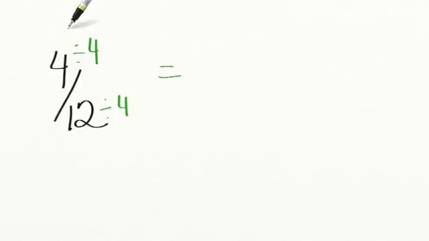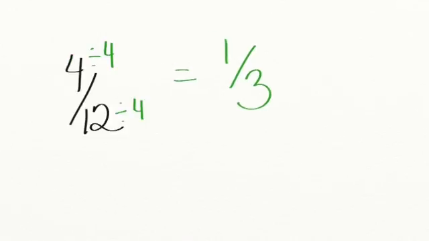4 divided by 4 equals 1. 12 divided by 4 equals 3. So that was pretty quick. Step 2, divide your numerator and your denominator by the greatest common factor. Our third and final step for finding the simplest form of 4/12 is to check our work.